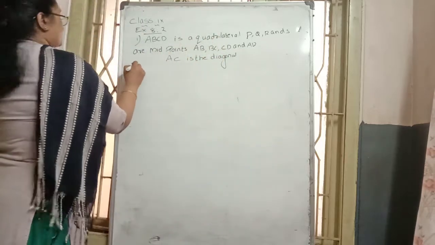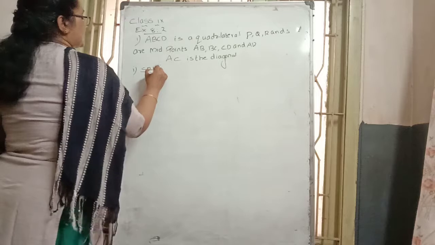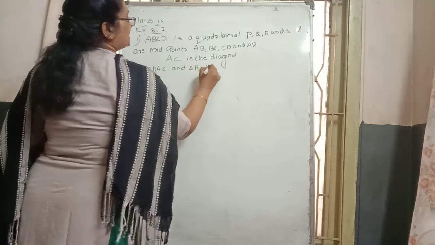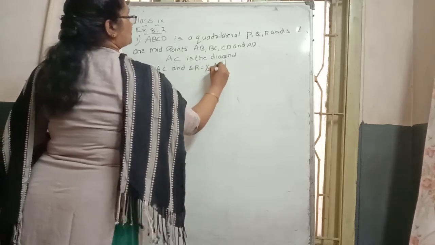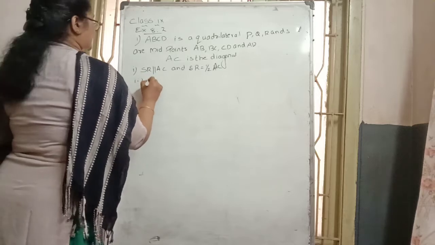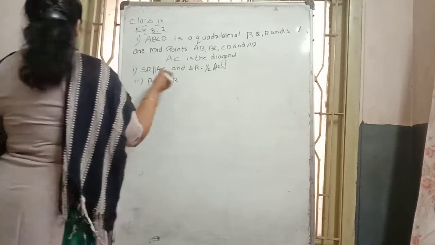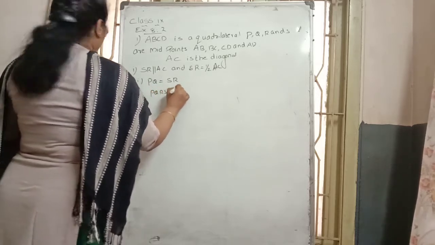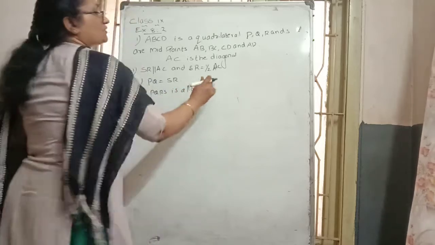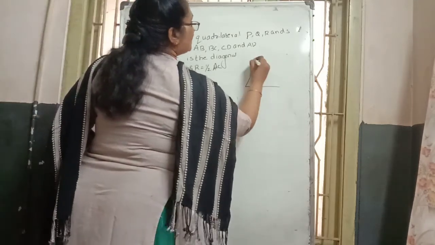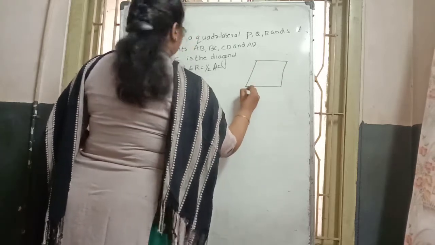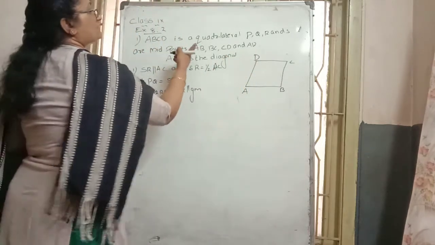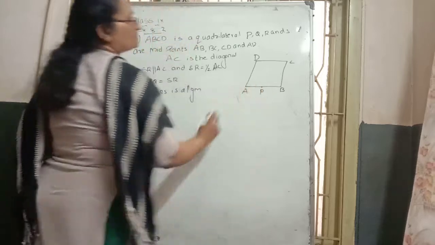One diagonal only is given. First part: we want to prove that SR is parallel to AC, where the midpoint theorem is applied, and SR is half of AC. Second part: we want to prove that PQ is equal to SR. Third part: we want to prove that PQRS is a parallelogram. So we can draw the diagram: ABCD is a quadrilateral. Then what is given? P is the midpoint of AB. That's why we mark P on the AB side.